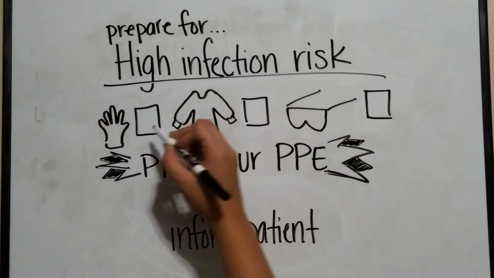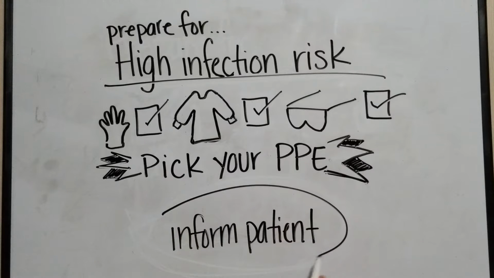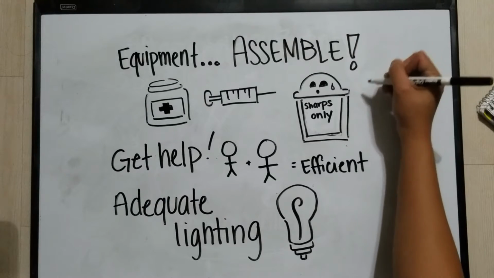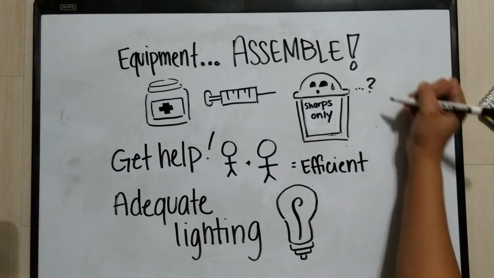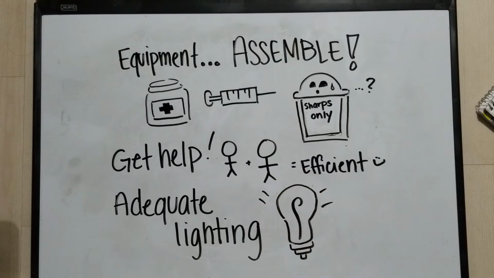It is important to plan ahead for high infection risk activities. Decide what PPE is needed and let the patient know what to expect during the treatment. Assemble equipment and supplies, including appropriate waste containers. Find an assistant if needed. Be sure there is adequate lighting in the area.